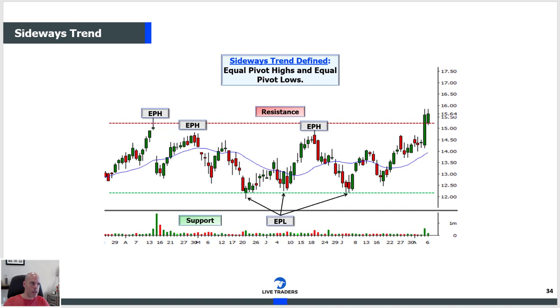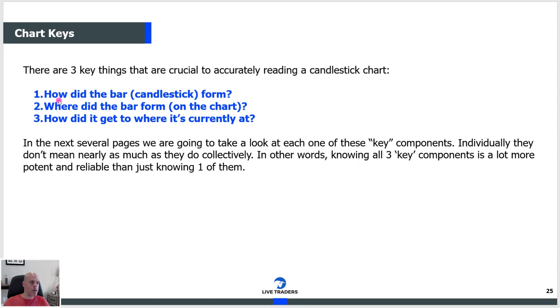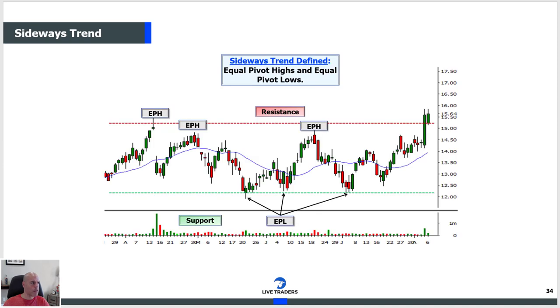I'm going to go back a few slides to refresh your memory. Remember we talked about this? How did the bar form? Where did the bar form and how did it get where it's currently at? Come back to this, refresh your memory, okay? So let's go back to sideways trend, okay? You can't take that.